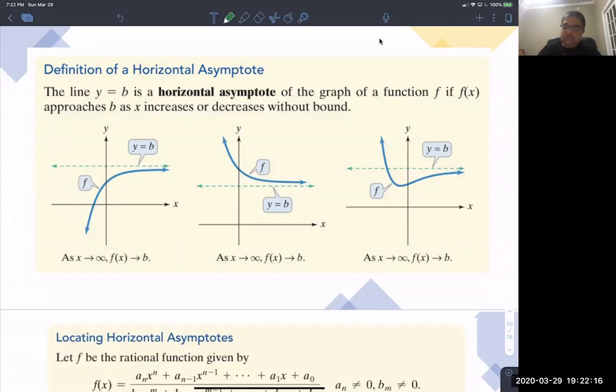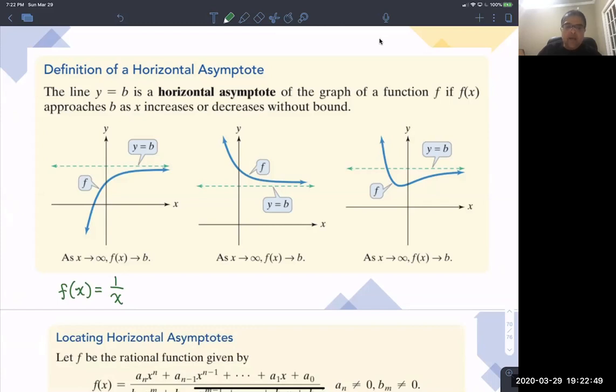So, sometimes it's easy to determine what the horizontal asymptote is. So in our previous example, when we talked about horizontal asymptotes, we talked about the reciprocal function, or the function 1 over x, which is known as a reciprocal function. Well, as you can tell, as x gets larger and larger, either in the positive or negative, f of x approaches 0, okay? So that means the horizontal asymptote is at 0, at y equals 0, okay?